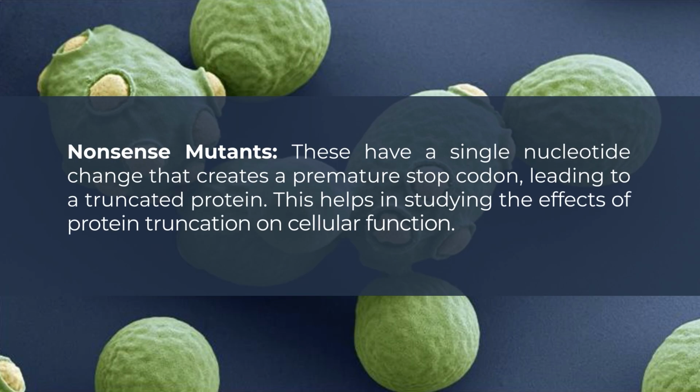Okay. The next type of point mutant is the nonsense mutant. These have a single nucleotide change that creates a premature stop codon. What is a stop codon? It stops the translation, leading to a truncated protein. This helps in studying the effects of protein truncation on cellular function.